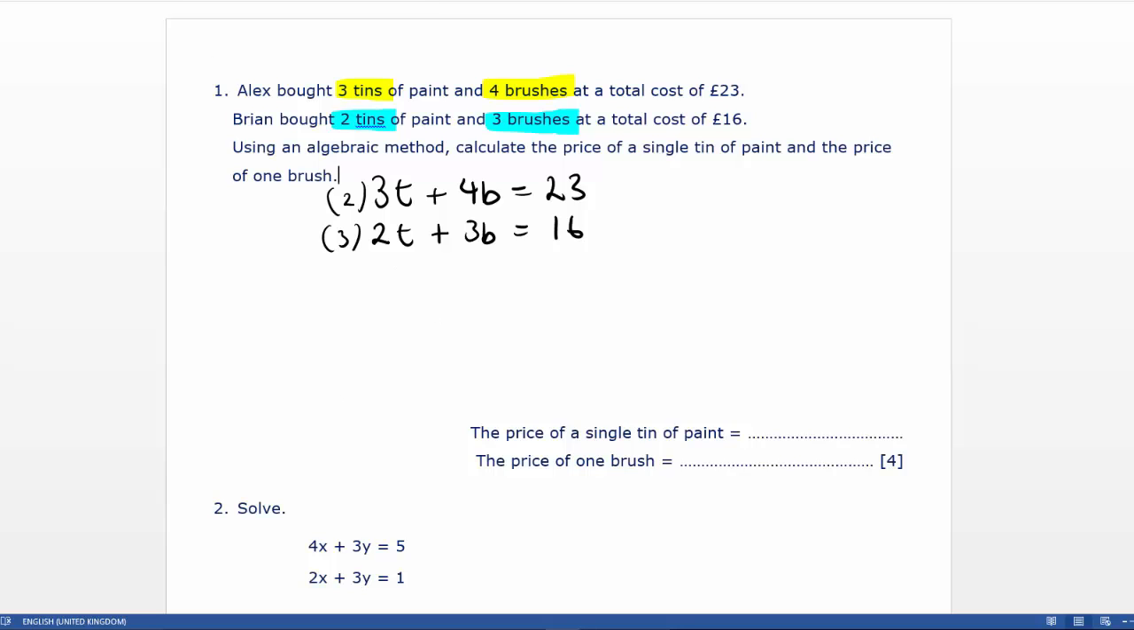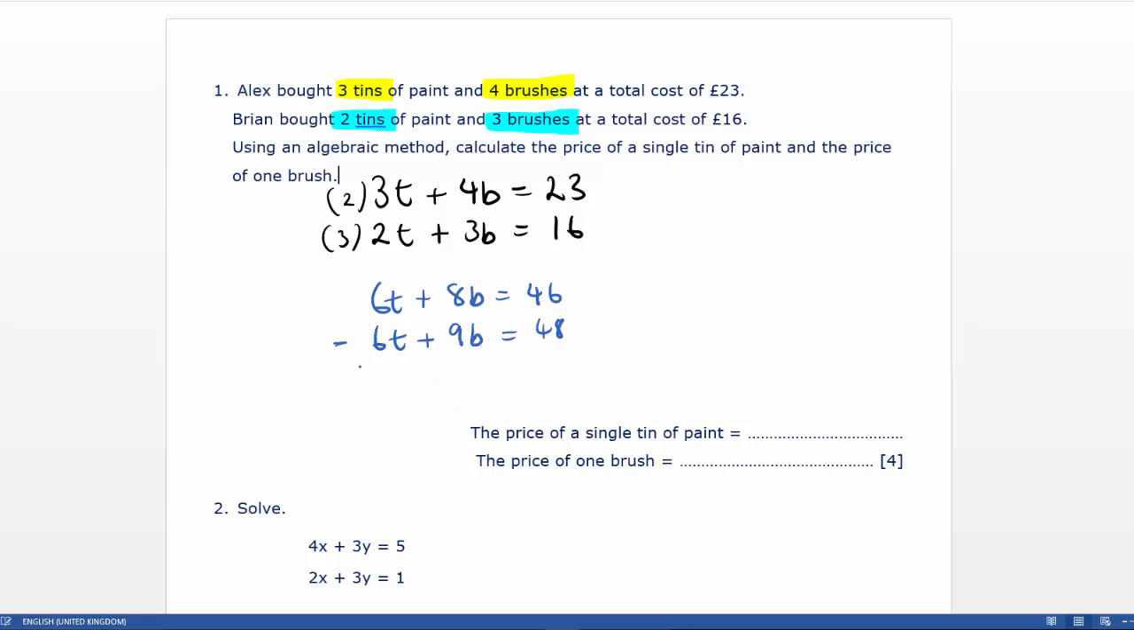So I'll write that in a different color. So we've got 2 times 3t. Good. So 6t. What's the next value going to be? 8b. Good. And the next one? 2 times 23? 46. Good. Okay. And underneath, I'll do this one. We've just got 6t plus 9b equals 48.